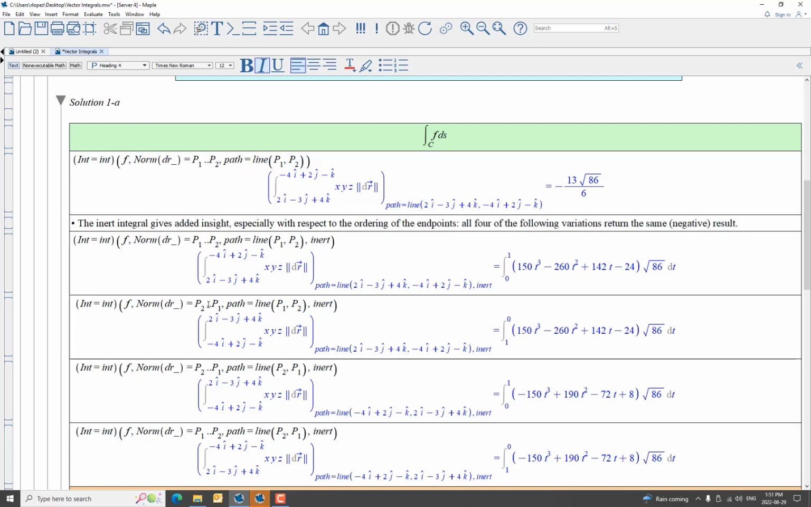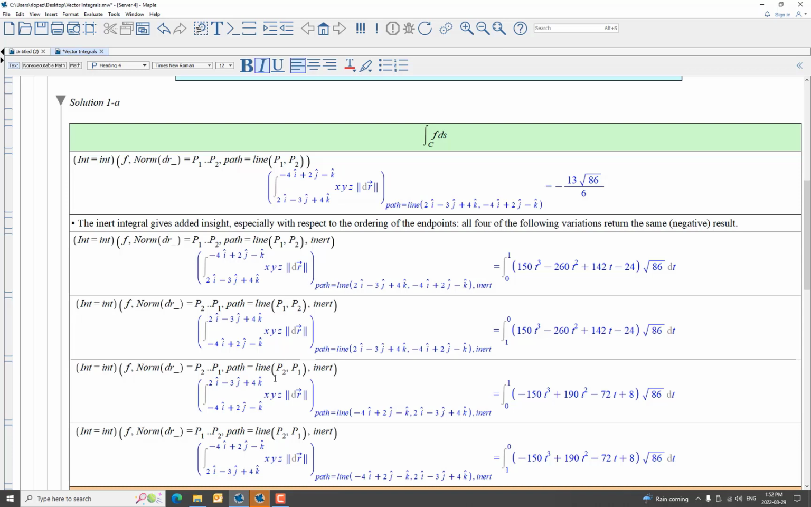If you make a switch in P2, P1 here, the endpoints are flipped. So you would change the sign of this answer because you have flipped the endpoints, because you've gone in the opposite direction. Now, if you change the description of the line and go in the opposite direction, then you're going 0 to 1, but you pick up a minus sign. So you change the sign of this because you are integrating in the opposite direction.